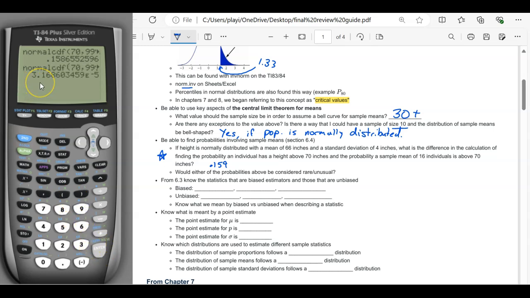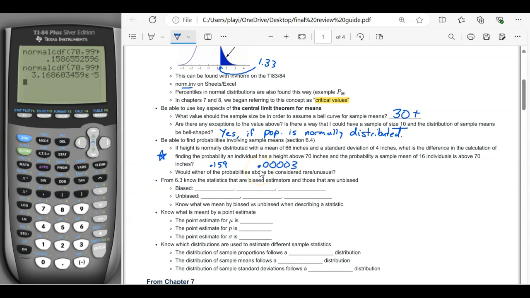So this is 0.0, again, e negative 5. That's 0.00, 4 leading zeros, and then a 3. So this is a much, much, much smaller probability for a mean of 16 individuals to be above 70. Are any of these considered unusual? Yes.